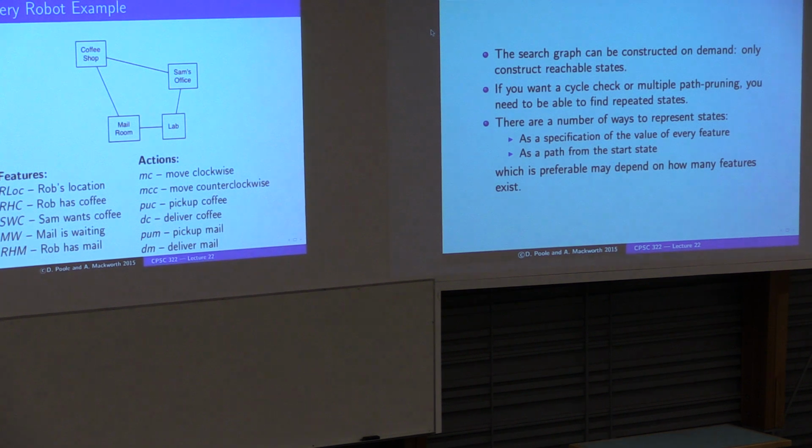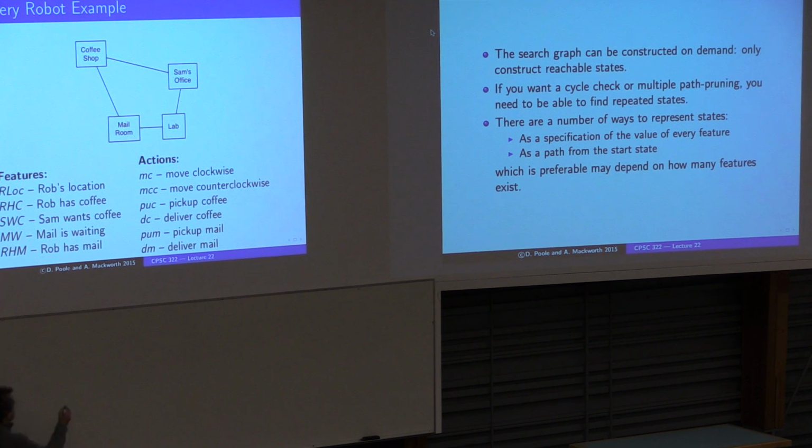What you often do is just represent this as a path from the start state. You just know the path, and then you can work out what's true in a path, because it's just the adds and deletes. So you can work out what's true in any node just from following the path. There are all sorts of different ways of representing it, but the typical way is you just represent the path from the start state.